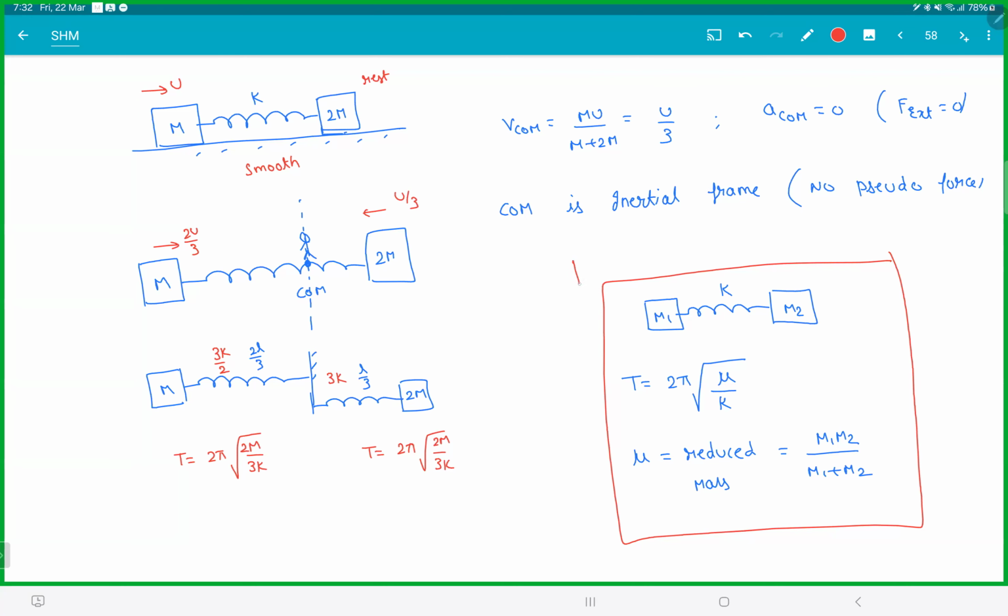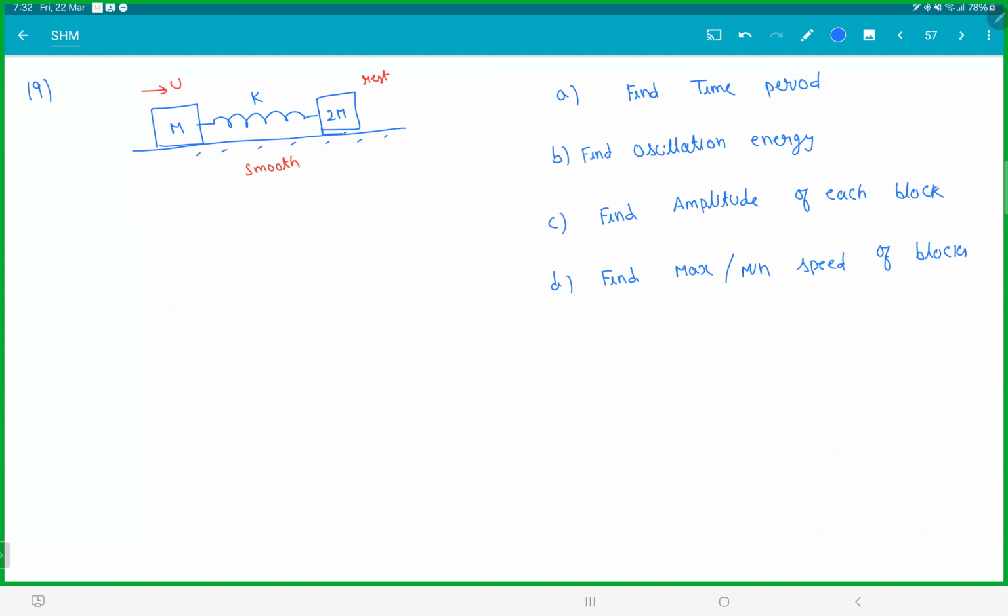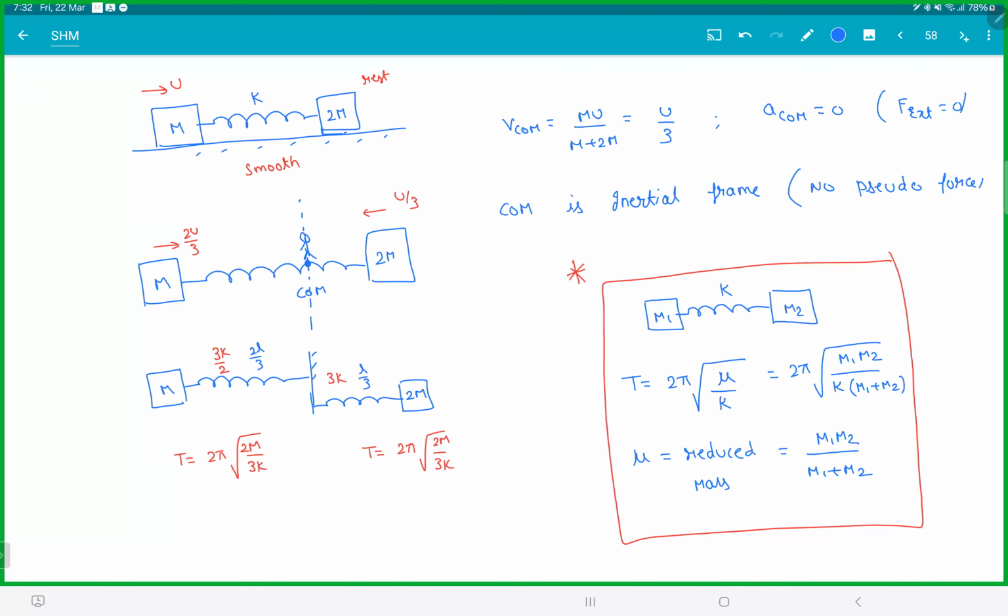We proved it, meaning it comes that way. When you cut the spring here, for m1 and m2, the lengths will divide in the ratio of m2 is to m1, and from there you can figure it out. So if you have two blocks with mass m1, m2, and k, you can directly use this formula and get the answer. Check it out. Clear? What is the second part of the question? Find the oscillation energy and amplitude of each block, maximum and minimum speed.